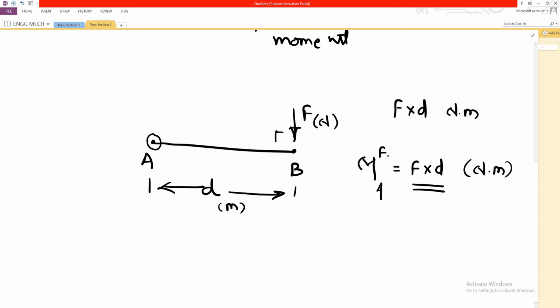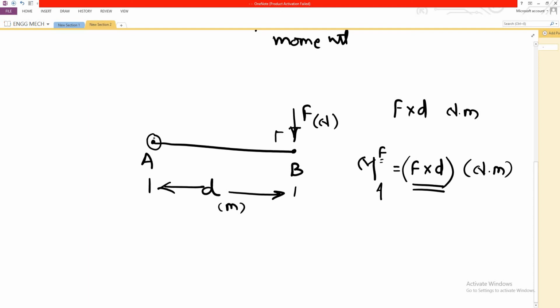In the suffix we are going to write down the exact point where the moment is going to be considered, the point with respect to which the moment is being calculated. Now the F in the superscript shows that it is the moment of a force. Now we have to decide whether the moment is positive or negative.